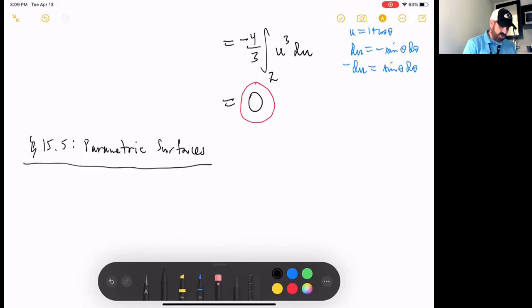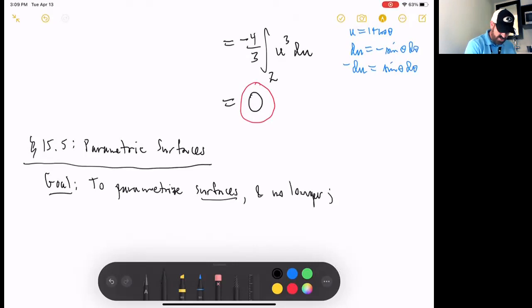And the goal in this section is to parametrize surfaces and no longer just curves. Now here's the thing. When we did curves, we needed only one parameter. And we called that t.